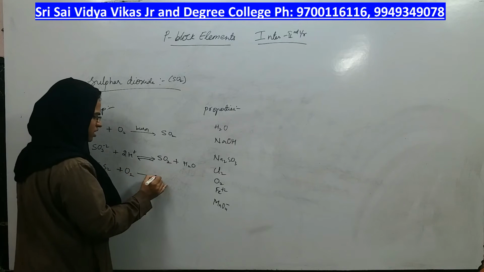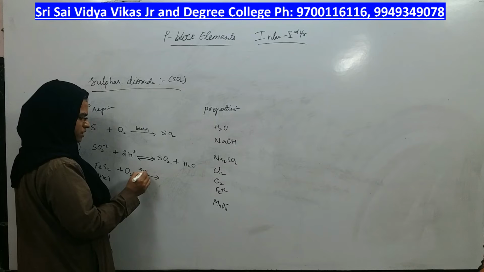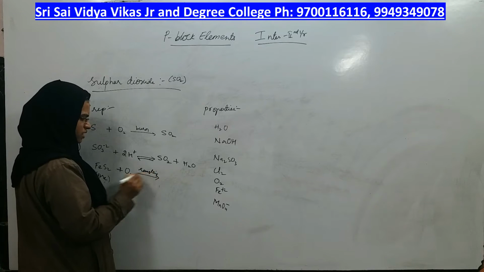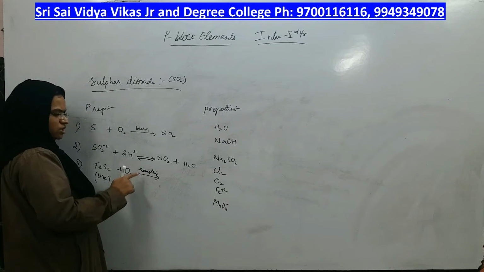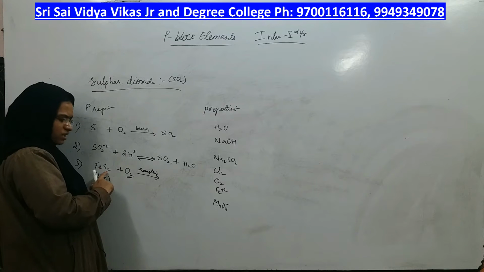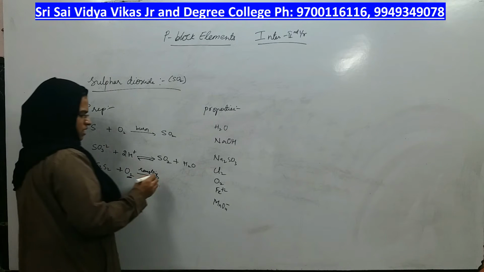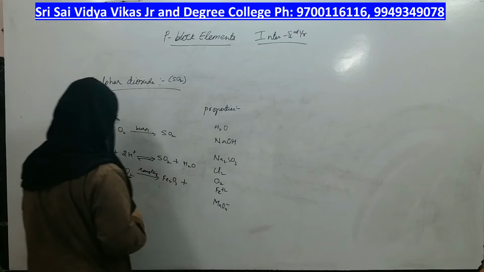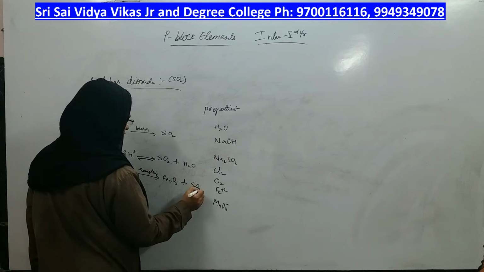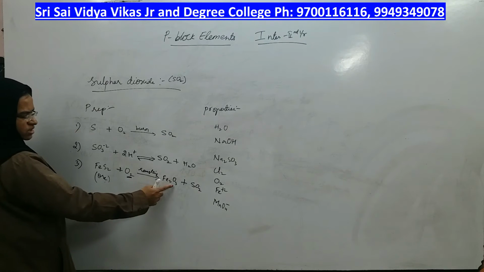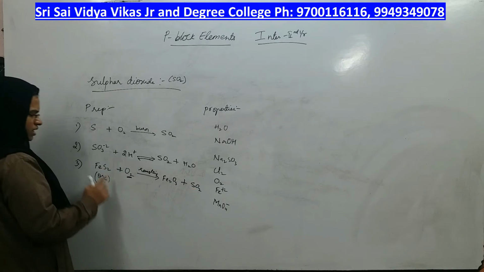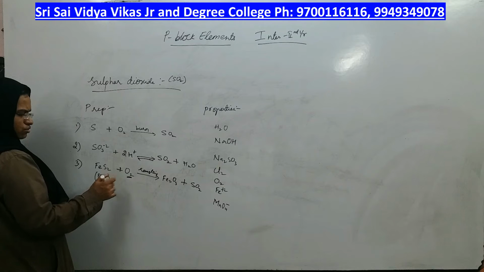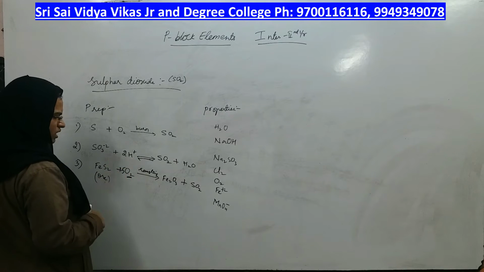If you roast the ores in which sulfur is present, roasting will be done in the presence of oxygen only. So if you roast any mineral in which sulfur is present, then you will get sulfur dioxide as a product. How many oxygens are here? 3 plus 2, 5. But here there is only 2. So what will I do? I will take 10 oxygens.